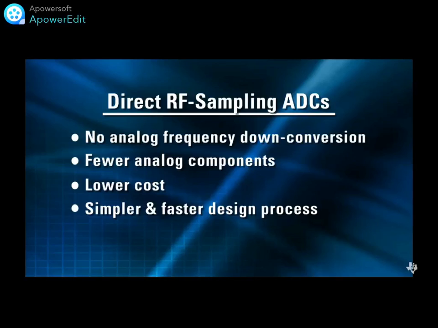An RF sampling ADC means no analog frequency down conversion is required, as in a traditional IF sampling or zero IF sampling design. These ADCs can eliminate many analog components including mixers, LO synthesizers, amplifiers, and filters. This reduction in component count also simplifies and speeds up the design process.